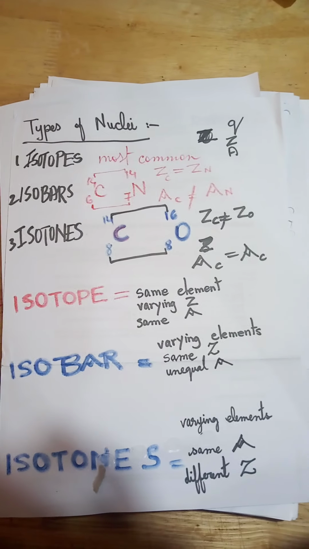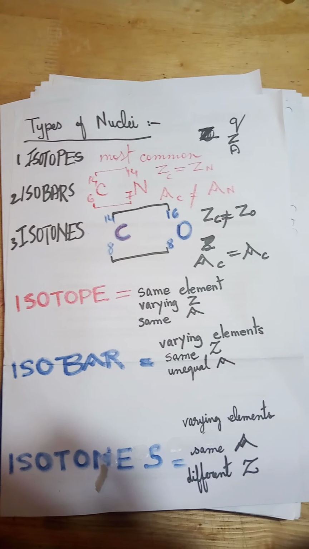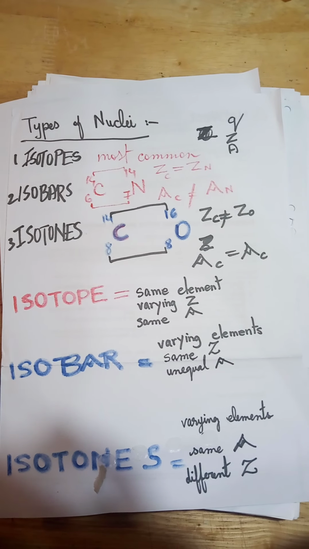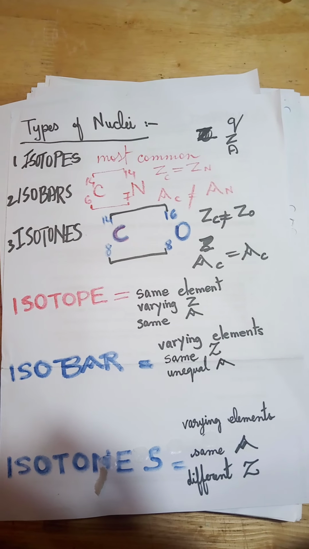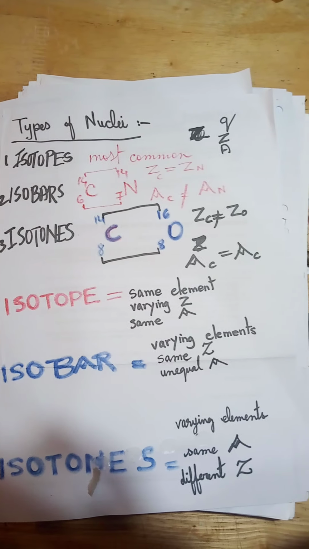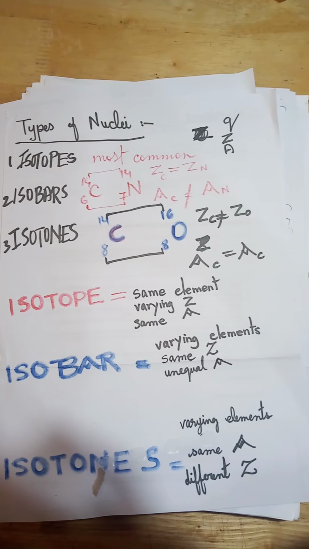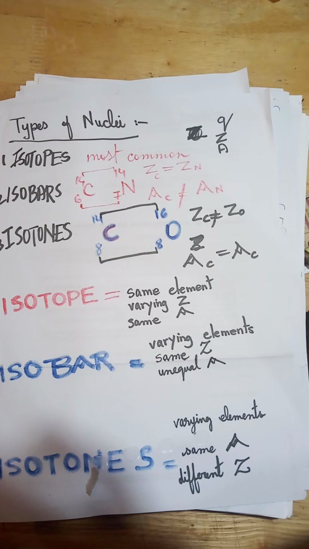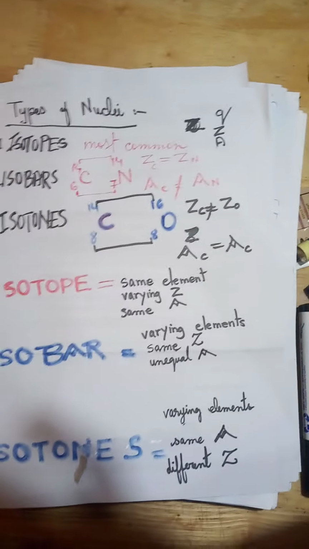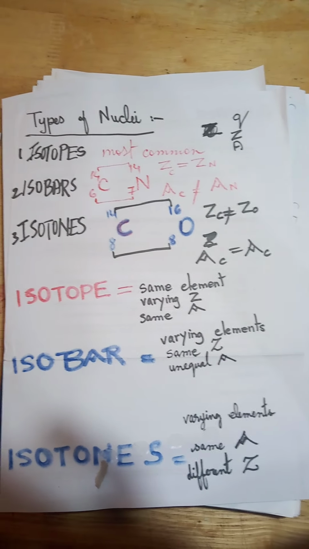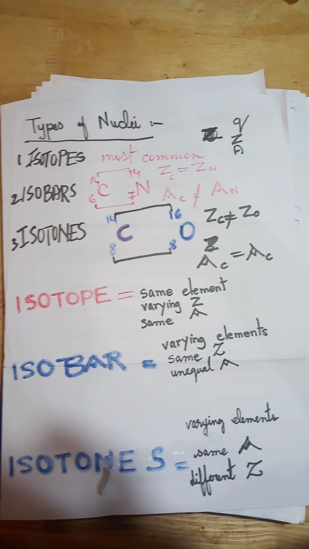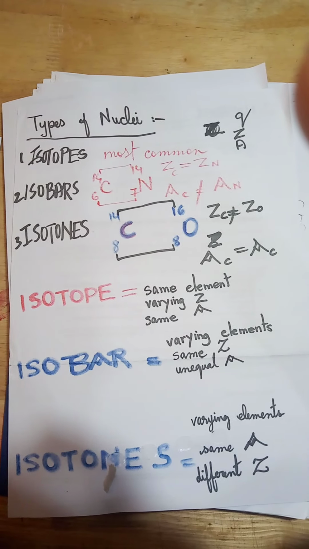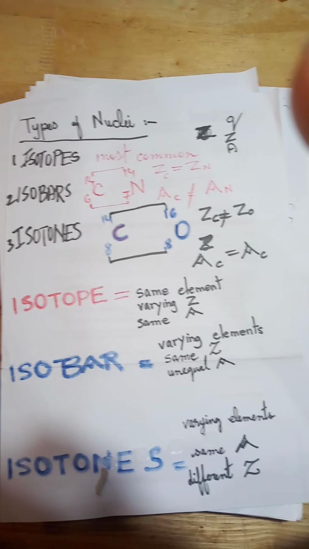So let me repeat, isotopes are the same element with varying nucleonic number, same proton number. Isobars are varying elements with equal nucleon number and unequal atomic number. Isotones are different elements with the same neutron number and different nucleonic numbers. So same element, different element, different element. And so isotope, isobar, isotone. Isotope, same element. Isobar, different element. Isotone, different element. And that's how things are.